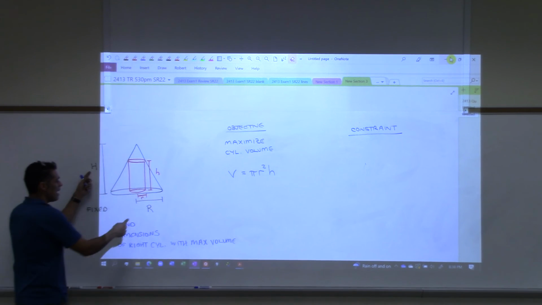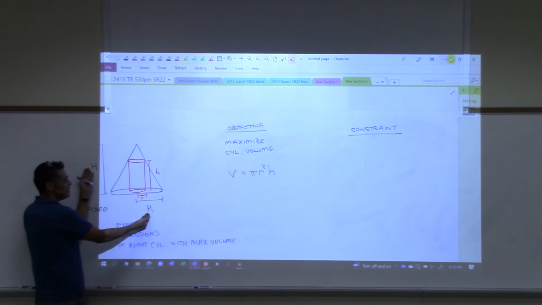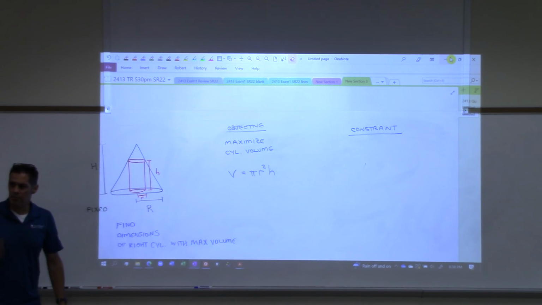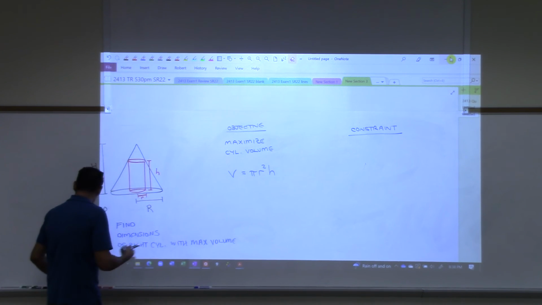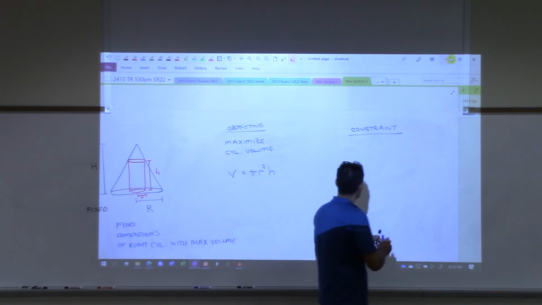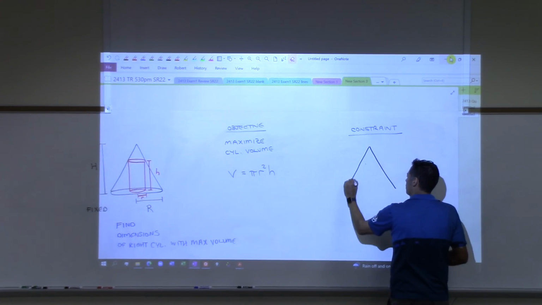Remember, capital R and capital H are just fixed numbers, right? Imagine that this is 6 and that's 10, okay? These are numbers, right? So, like I said, this is a problem where you have to see it, all right? Classic problem. So what I'm going to do to come up with my constraint, which is not very natural, that's why we're here, is I'm going to draw you a new picture.